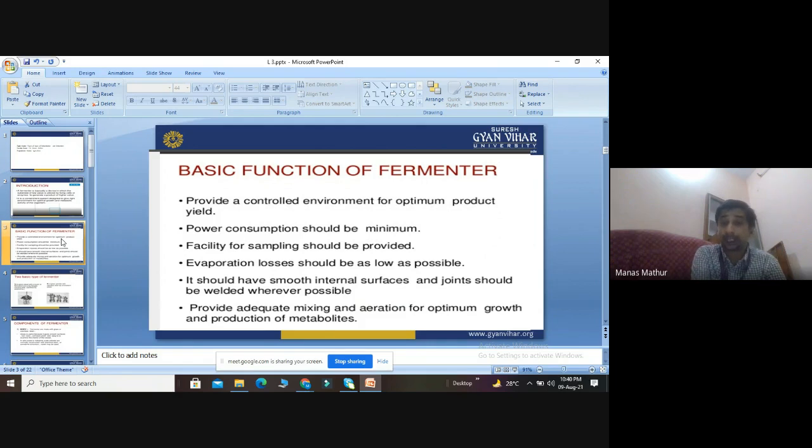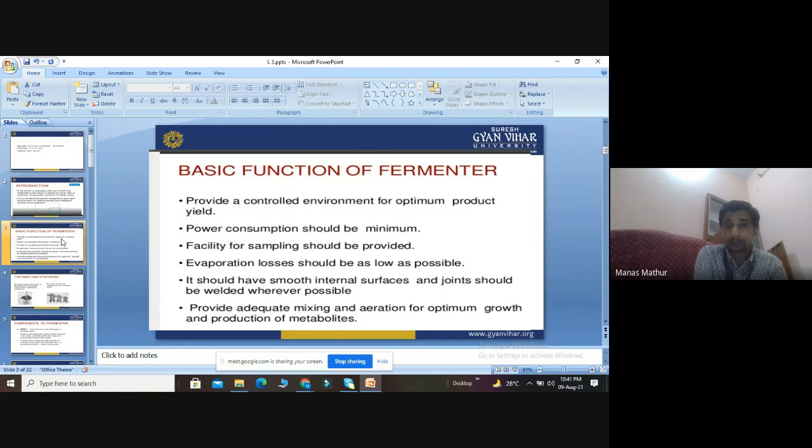Evaporation losses should be as low as possible, because if the water content is removed, then the fermenter cannot work. So leakage should be avoided so that there is no evaporation of water. The internal surface should be very smooth, not rough. When designing the fermenter, every joint should be welded to reduce the chance of toxic effects. It should not be hazardous, otherwise using this instrument creates a risk.